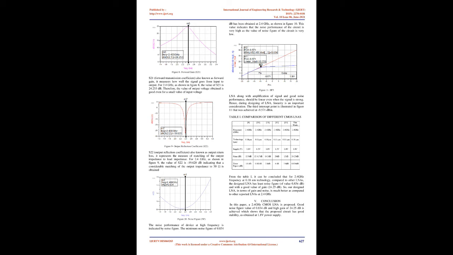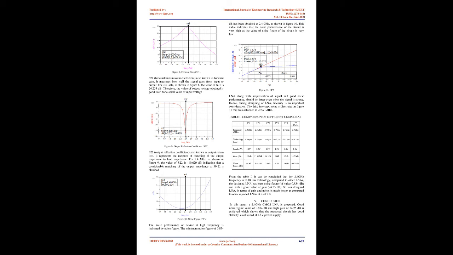Figure 11 IIP3. LNA, along with amplification of signal and good noise performance, should be linear even when the signal is strong. Hence, during designing of LNA, linearity is an important consideration. The third intercept point is illustrated in Figure 11 that was achieved at minus 9.571 dBm. Table I comparison of different CMOS LNAs.